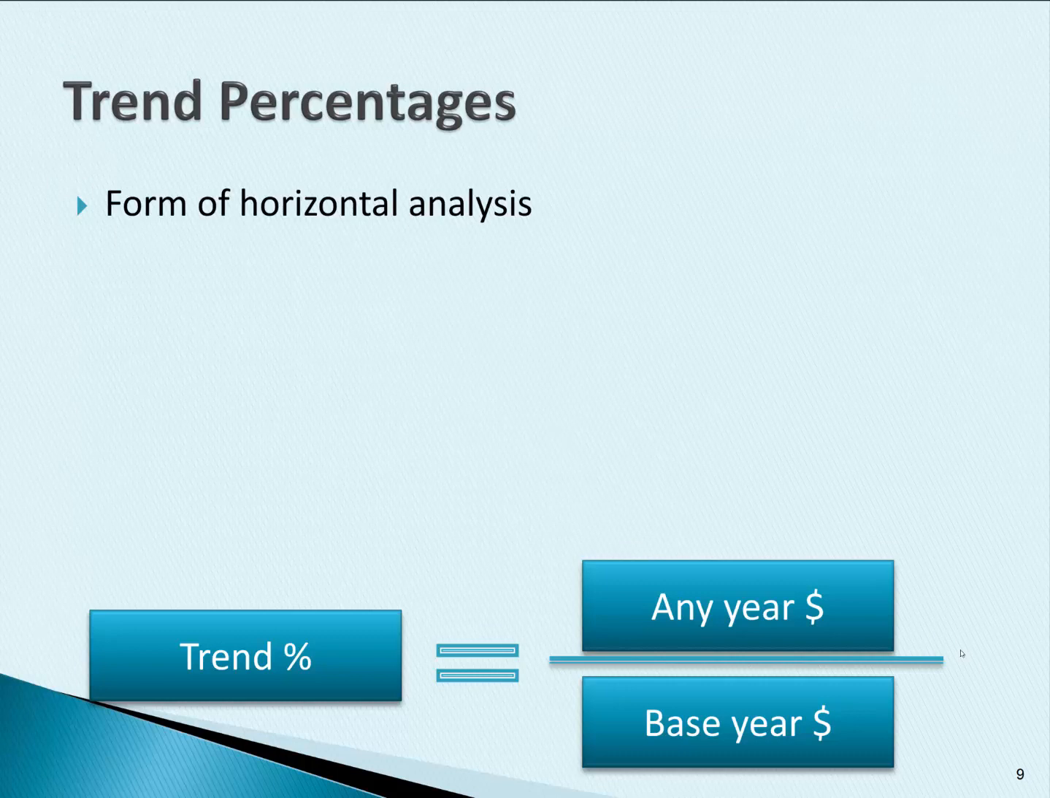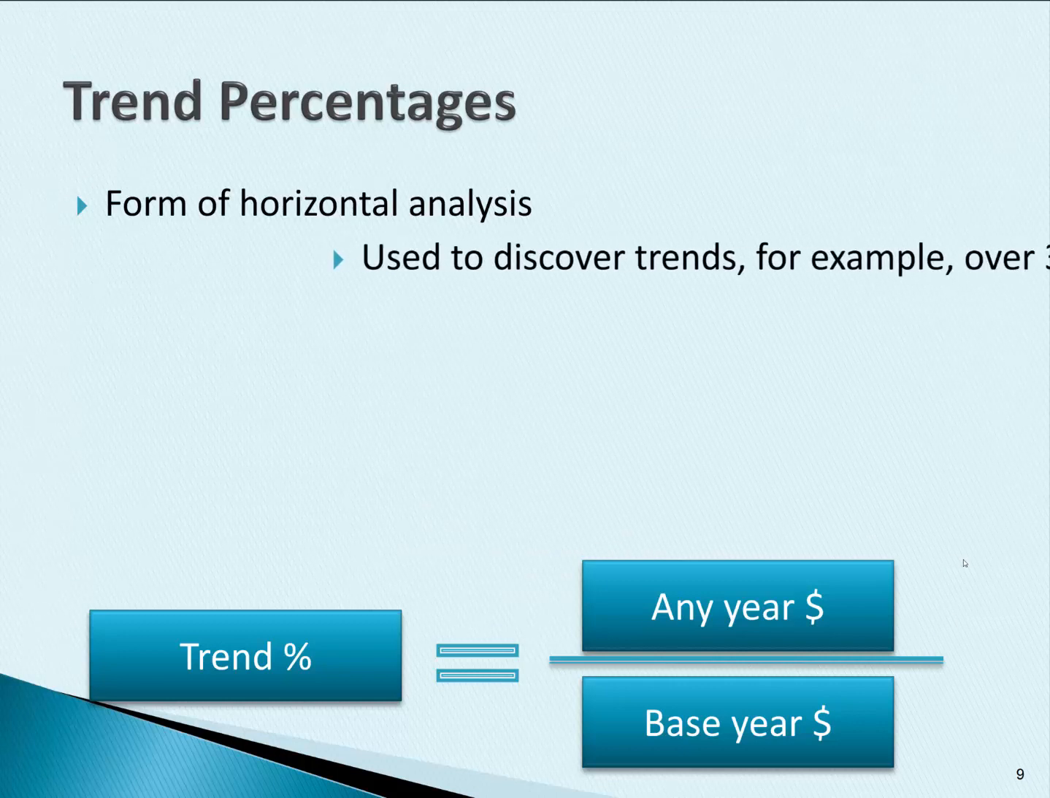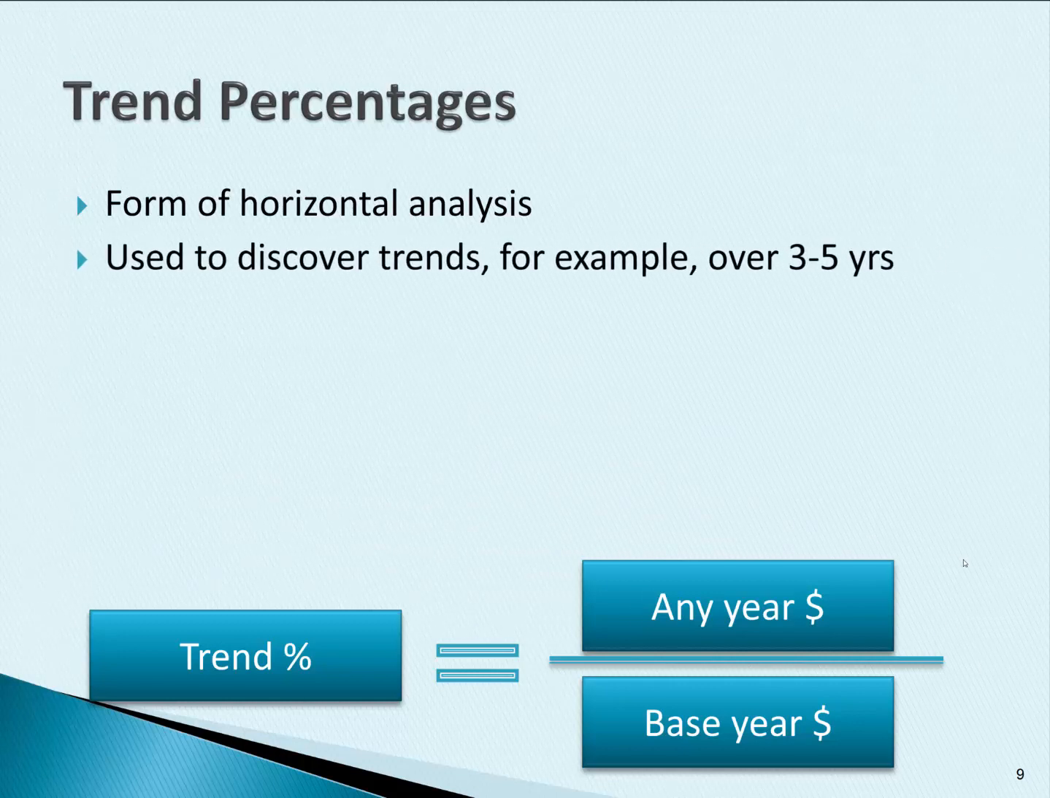For example, how have sales changed over a 5-year period? What trend does net income show? These questions can be answered by trend percentages over periods such as 3 to 5 years.